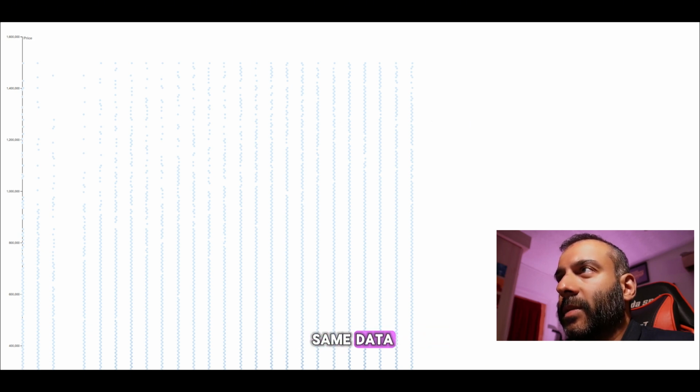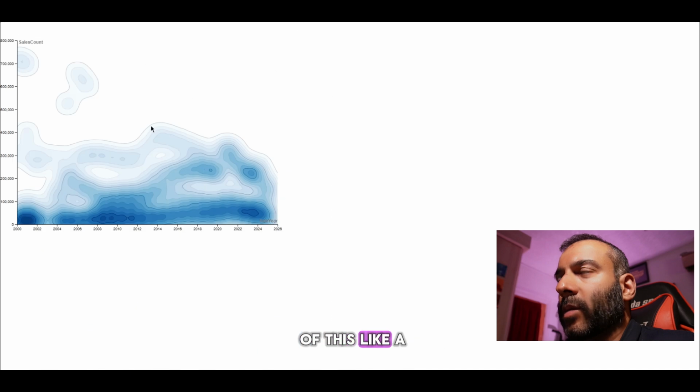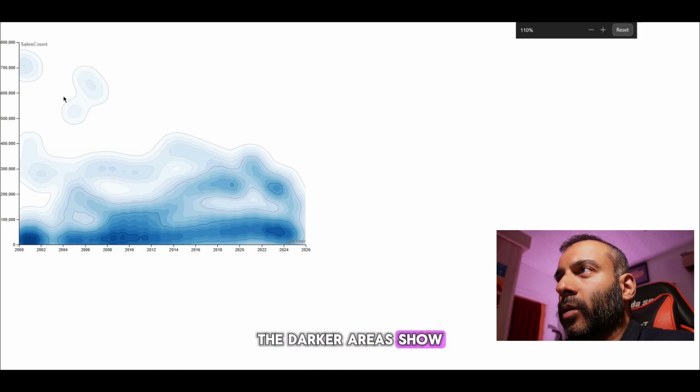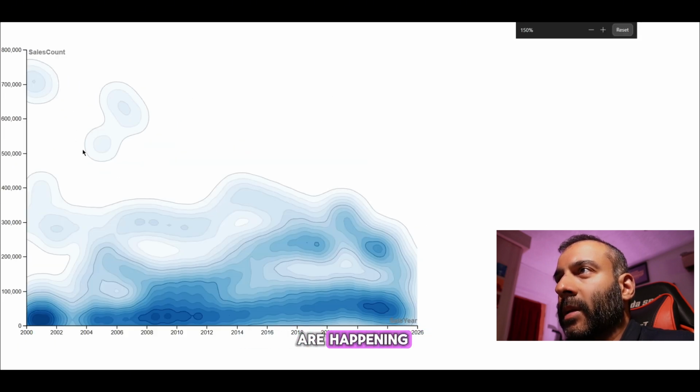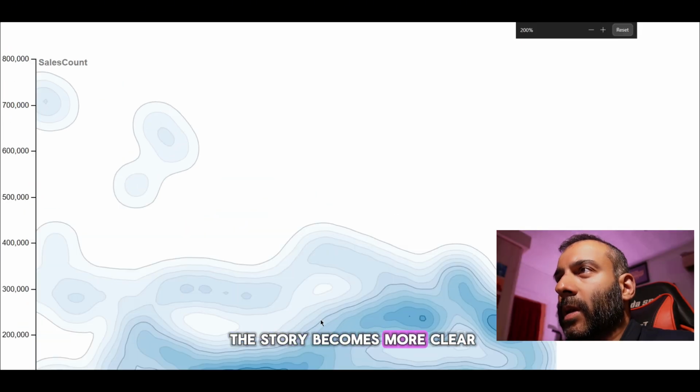Now this is the same data, but smoothed out. Think of this like a weather map. The darker areas show where the most transactions are happening. And this is where the story becomes more clear. You can see a dense band forming over time.